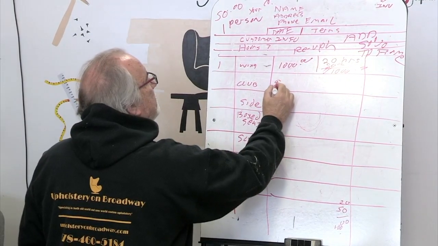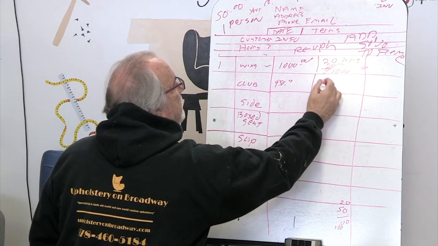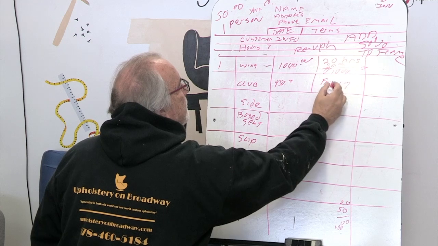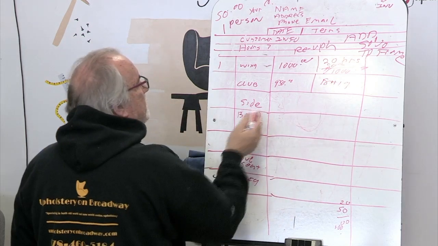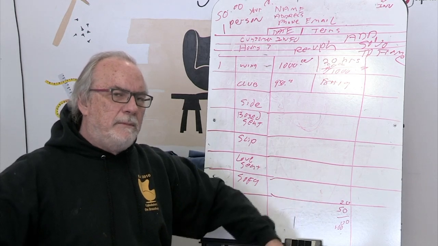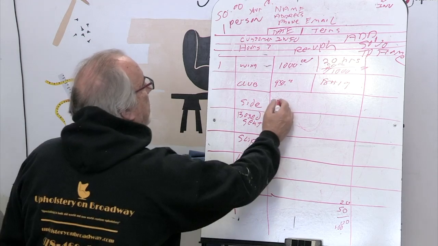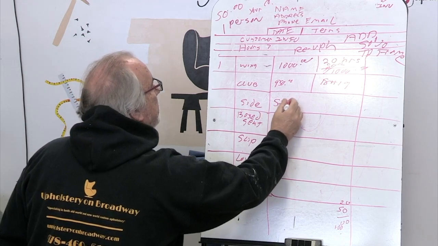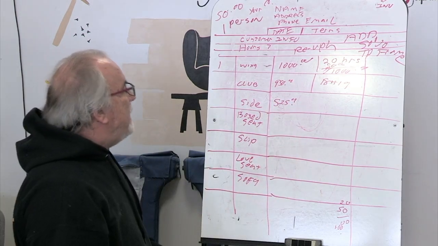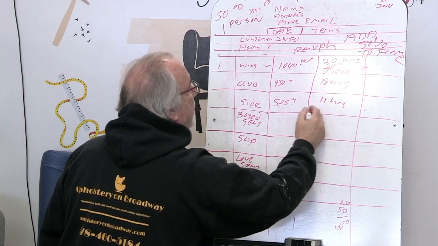Usually a little bit less, like $950. So you're probably looking at 18 to 19 hours. Side chair is like an upholstered back, upholstered seat, maybe some upholstered arms, a small side chair. We're talking maybe $525, $50 times 10. Ideally 11 hours, let's say, for that.